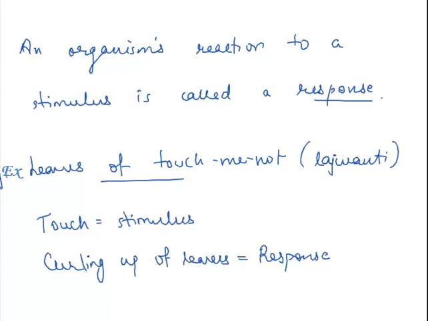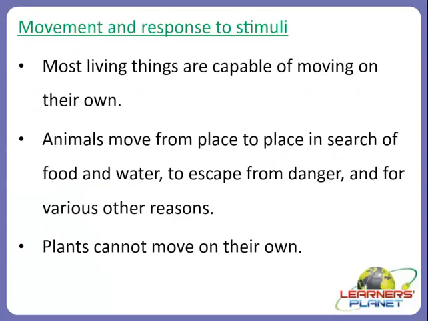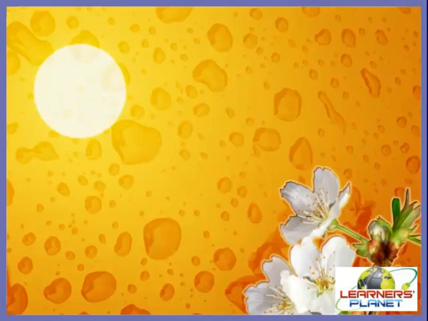Now let us get back to our slide. Most living things are capable of moving on their own, like animals that move from place to place in search of food and water, but plants cannot move on their own. A change in the immediate environment which produces a change in the activities of the organism is called a stimulus, while an organism's reaction to a stimulus is called a response. Now there is one more special movement which occurs in the parts of a plant. So let us discuss it.